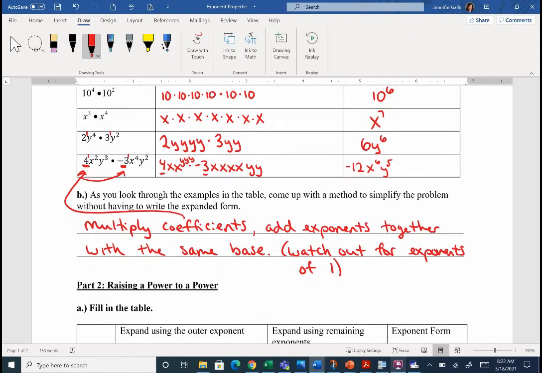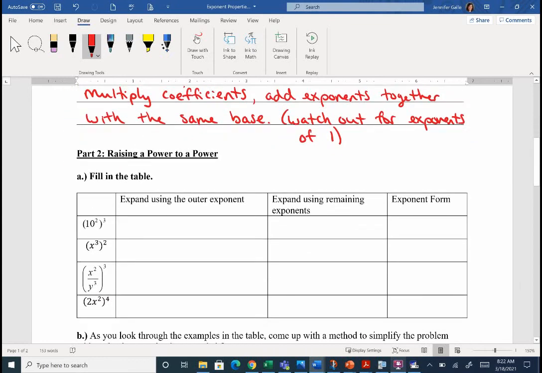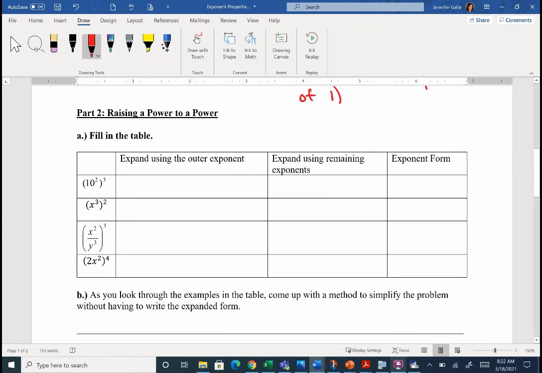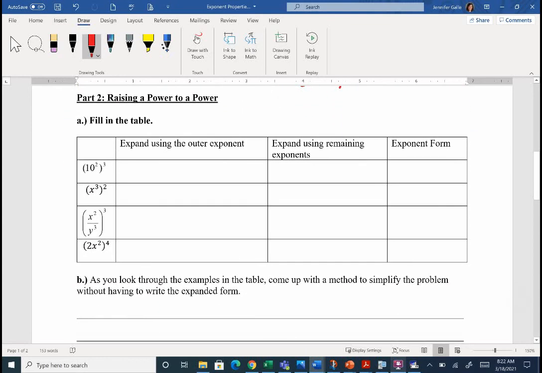I think that sums it up perfect. Let's refresh on our second big rule we have with exponents. Just like the last one, I want to do that first row with you, just so you know what it looks like to expand those.